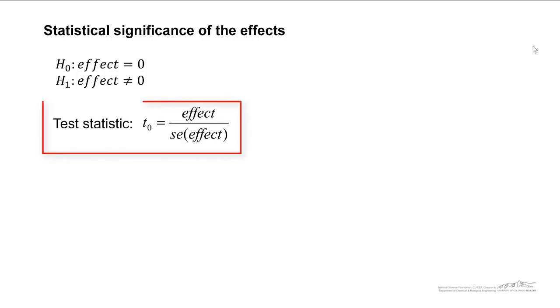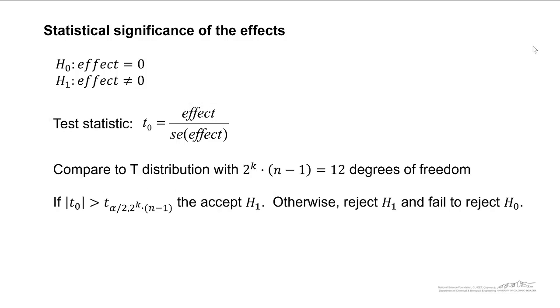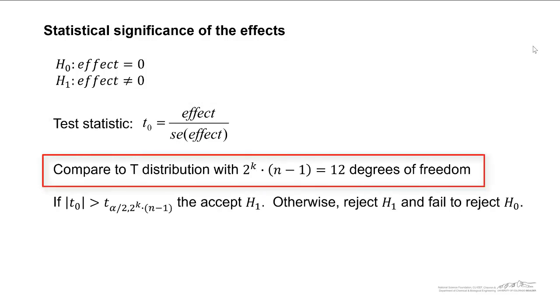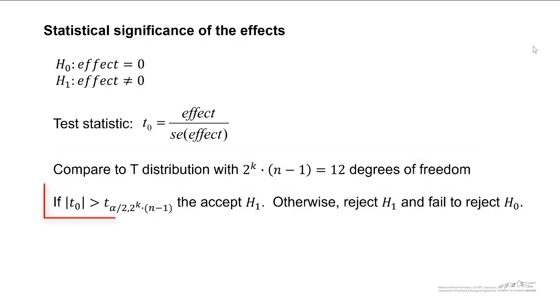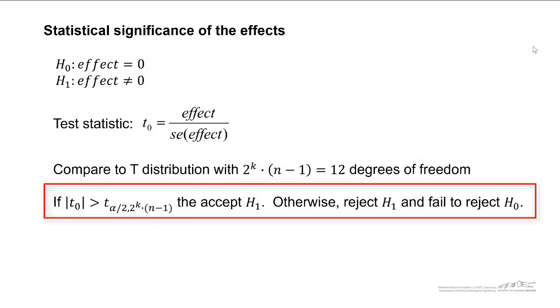The test statistic is the effect divided by the standard error of the effect. And then we compare this test statistic to the t distribution with 2 to the k times n minus 1 degrees of freedom. In our example, this is going to be 12. And if the absolute value of that test statistic is greater than our critical value based on 2 to the k times n minus 1 degrees of freedom, then we accept the alternate hypothesis. Otherwise, we reject the alternate and fail to reject the null hypothesis.